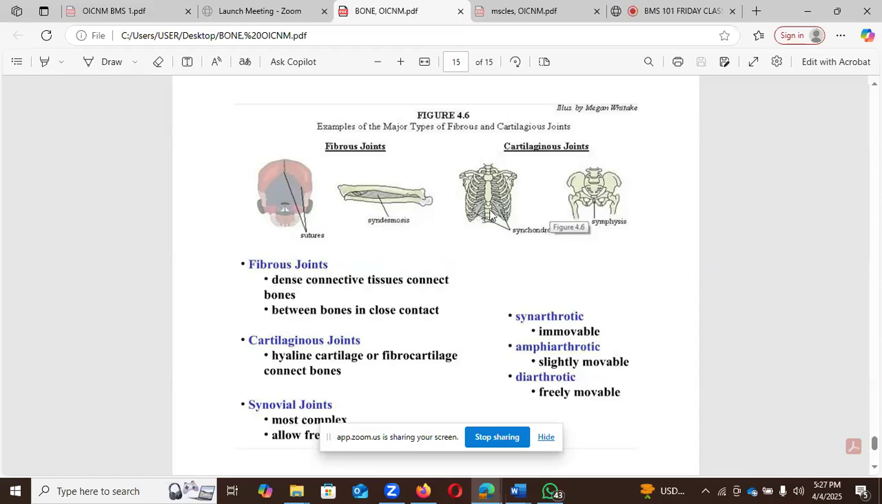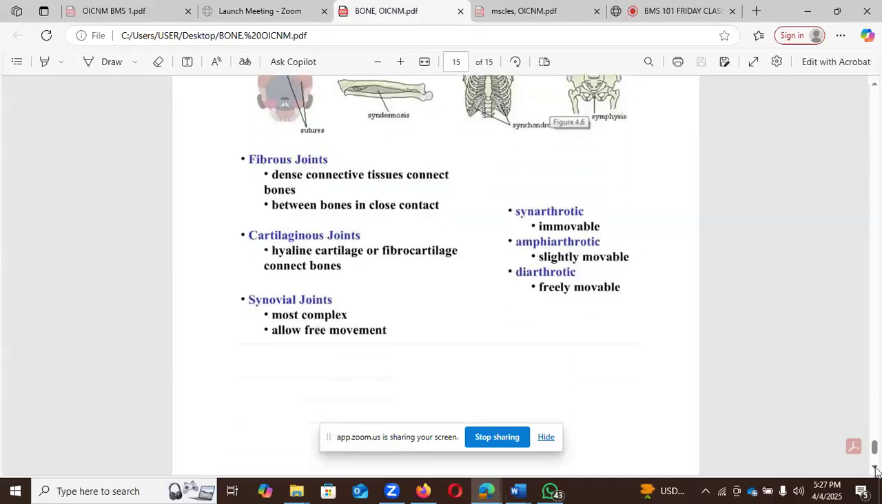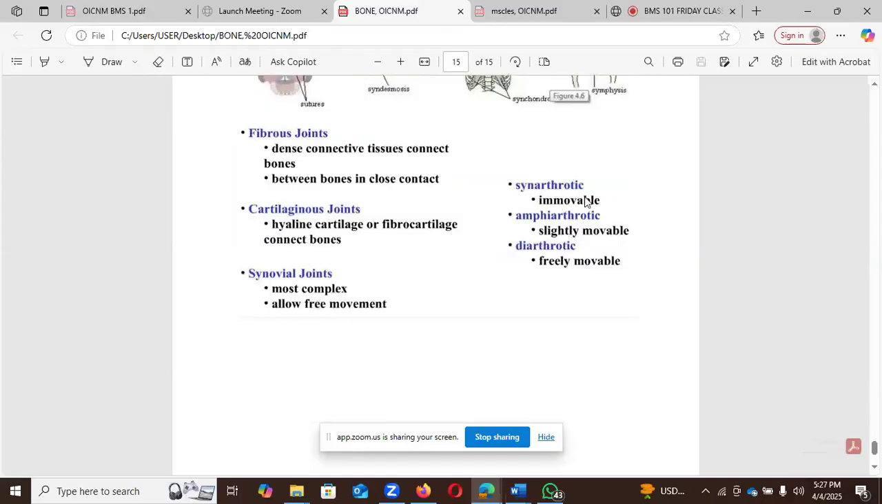Synchondrosis can be found in the rib bone, the chest bone. It is an example of cartilaginous joint, the synchondrosis joint and the symphysis joint. You can see the diagram here. Synarthrosis is immobile, amphiarthrosis is slightly movable, and the diarthrotic joint is a movable joint which can be found in the ball and socket joint.